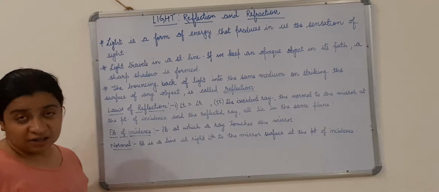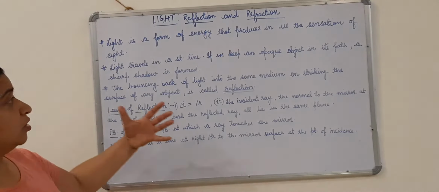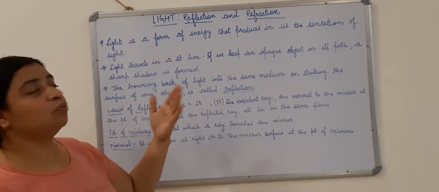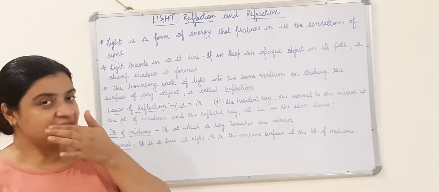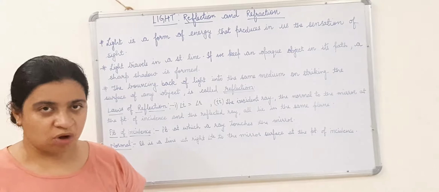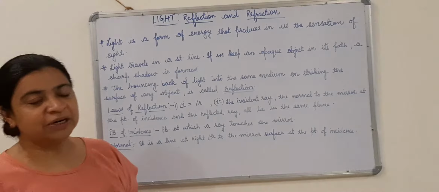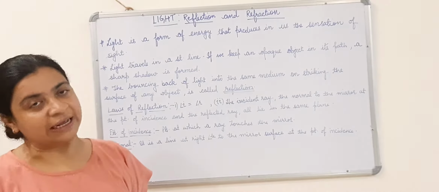Now let me give you one or two more properties of light. Like light travels in a straight line. You all are familiar. You must have done an experiment also to prove this. Light travels in a straight line.